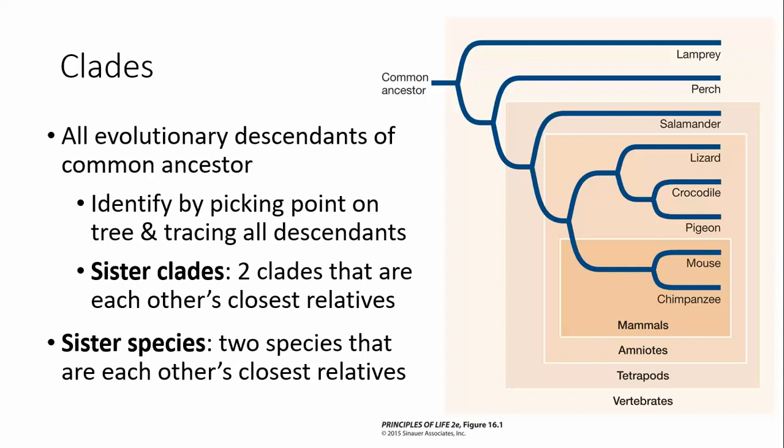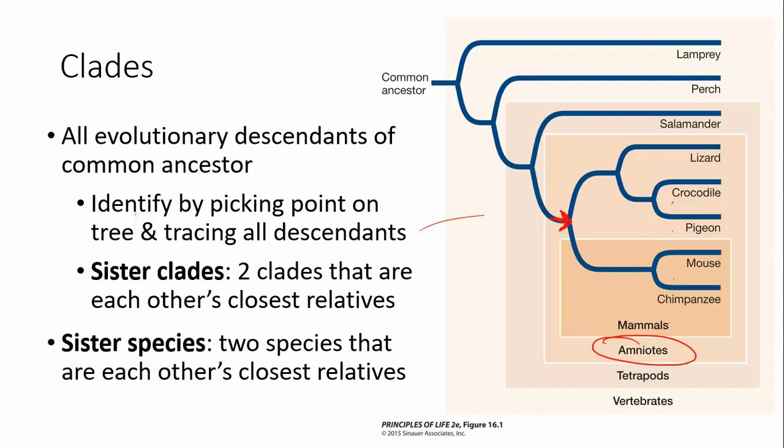What you could do is pick some other point and say, okay, I am going to trace from this point. Where did my cursor go? There it is. I could trace from this point on, and every organism from this point on, lizards, crocodiles, pigeons, mice, and chimpanzees, are all amniotes. So that's the clade we're looking at because they are all the descendants of a common ancestor.